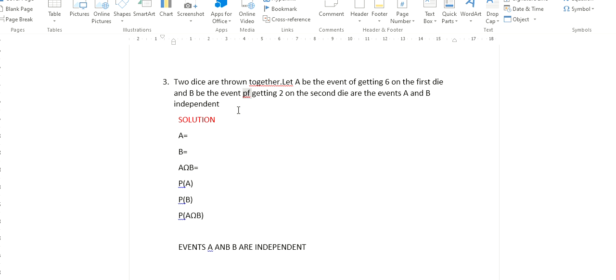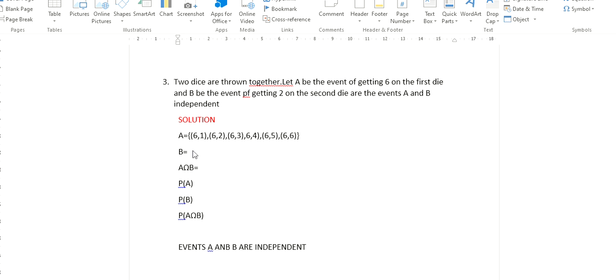First let us define the event A. They are asking about the first die. When 2 dice are thrown, remember 2 dice means 36 combinations will come. So the first die will be 6: 6, 1 you have to write. Next you have to write 6, 2. Like that, keep on writing. So I have written 6, 1, 6, 2, 6, 3, 6, 4, 6, 5 and 6, 6.